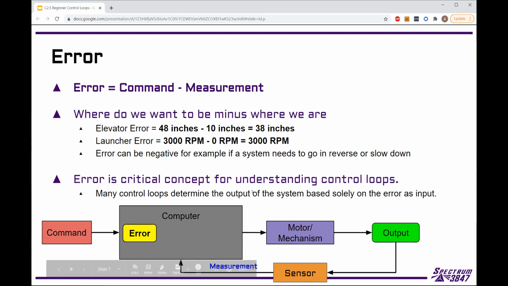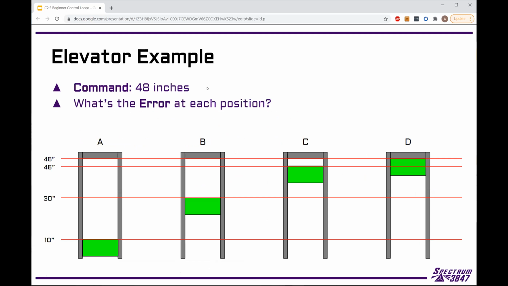Many of the basic control loops rely solely on error, so it's definitely important to understand what we're doing. A lot of our math from here on out we'll refer to error. Just remember it's command minus measurement, nothing complicated. Okay, so we're gonna look at this elevator example for a little while.